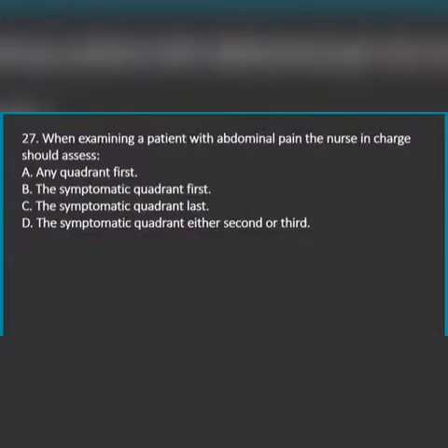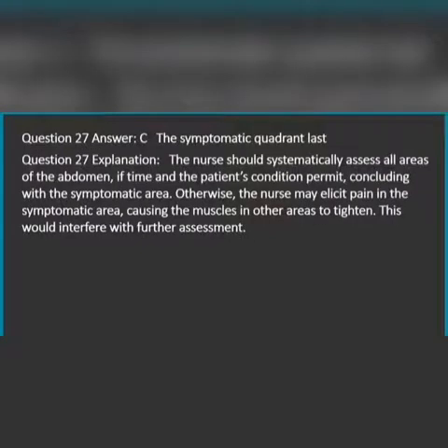Question 27. When examining a patient with abdominal pain, the nurse in charge should assess A. Any quadrant first. B. The symptomatic quadrant first. C. The symptomatic quadrant last. D. The symptomatic quadrant either second or third. Question 27 Answer: C. The symptomatic quadrant last.